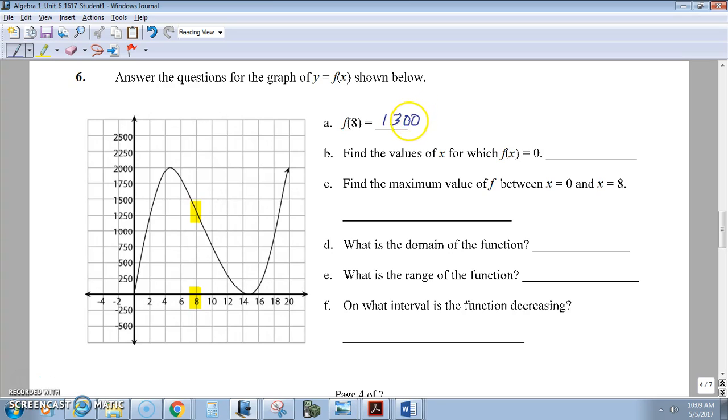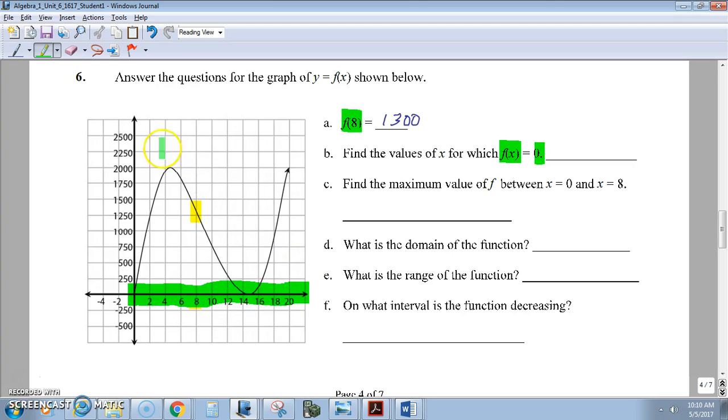Find the values of x for which f of x is 0. So do you guys see how this is different? This says f of 8, so I looked at the x-axis. This says f of x equals 0, okay? So I need to find 0 here on the y-axis and then follow that 0. Y is always 0 right here.